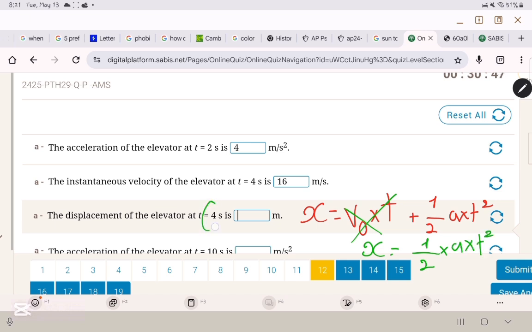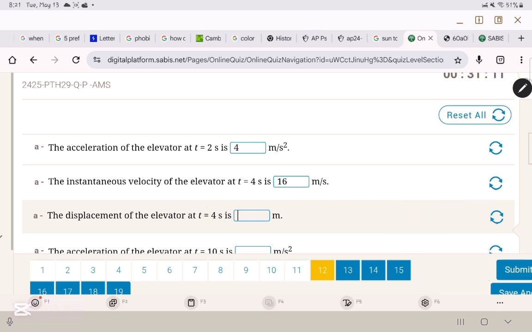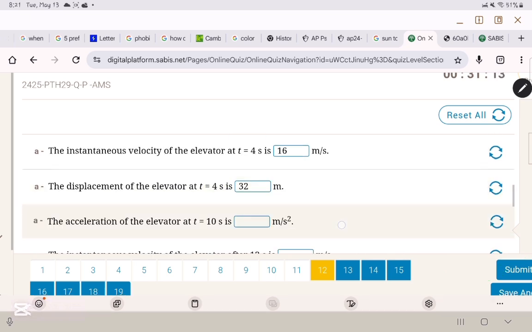So the acceleration at 4 seconds, you can go back to the graph and you can see it is 4 meters per second squared, multiplied by the time squared. What is the time? The time is 4 seconds, so times 4 squared. You're going to put it on your calculator and you will get an answer of 32. So it's 1/2 times 4 times 4 squared. So the answer is 32 meters.